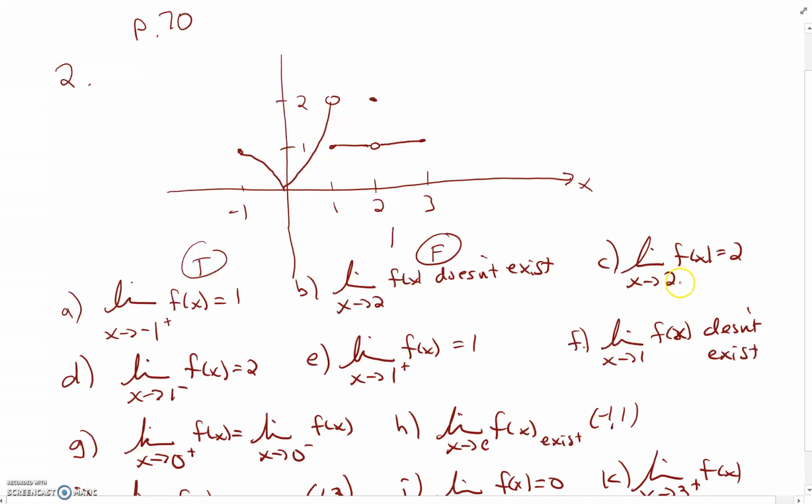So part C, we already know the answer. It doesn't equal 2, it equals 1. So that one's false also. Should be 1. Okay?